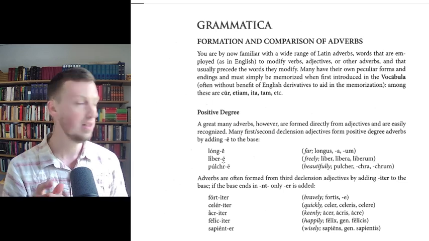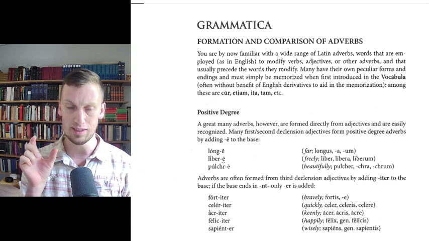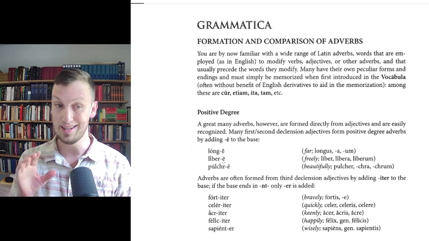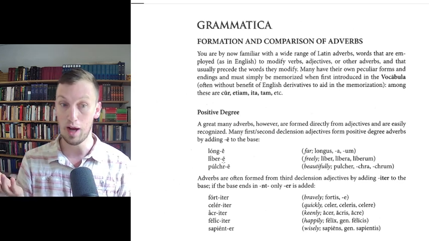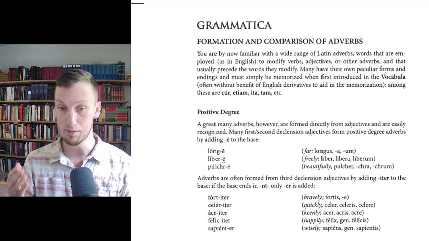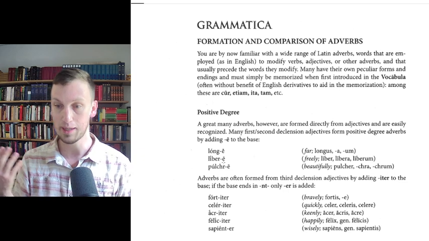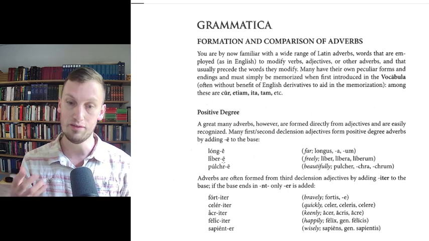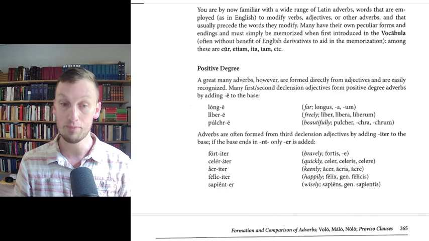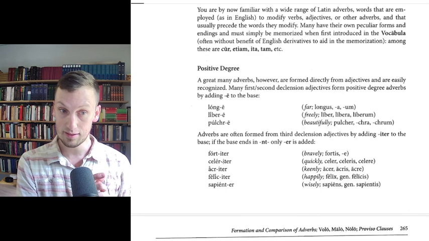Think back to all the nominative singulars that have r, and in several of them you drop the sort of internal vowel. That's happening with pulcher. Here we have pulcri, so it goes pulcher, pulcra, pulcrum. For the adjective, here we have pulcre for the adverb. So that's first and second declension adjectives.